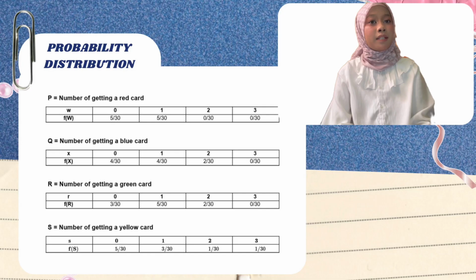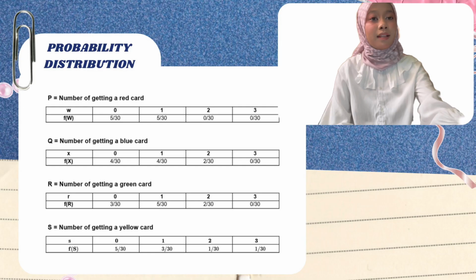For the probability of getting a green card, for 0 times we got 3 over 30, for 1 time we got 5 over 30, for 2 times we got 2 over 30, and for 3 times we got 0 over 30.